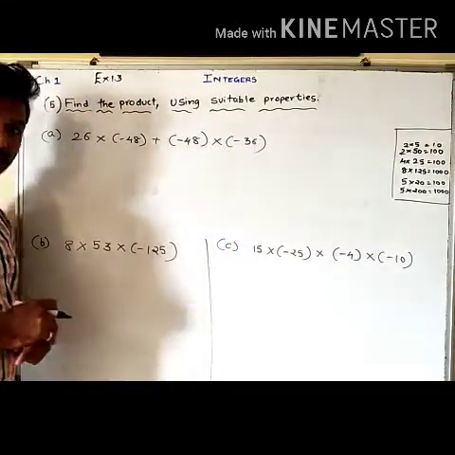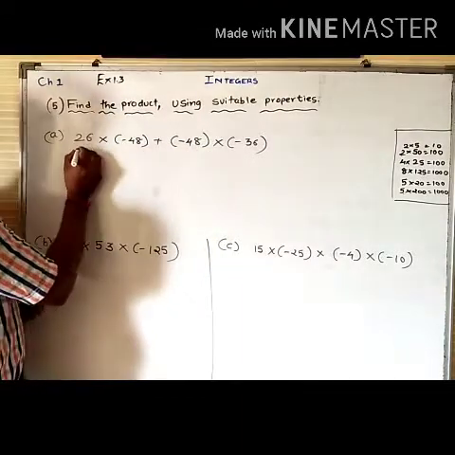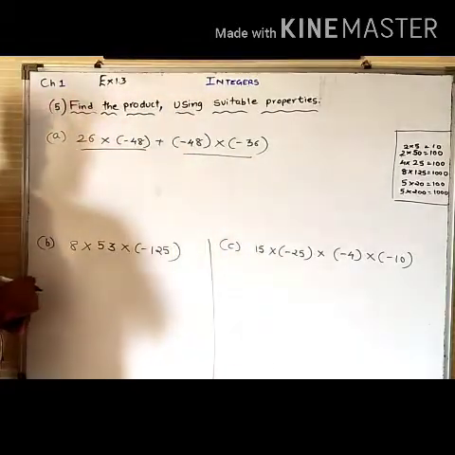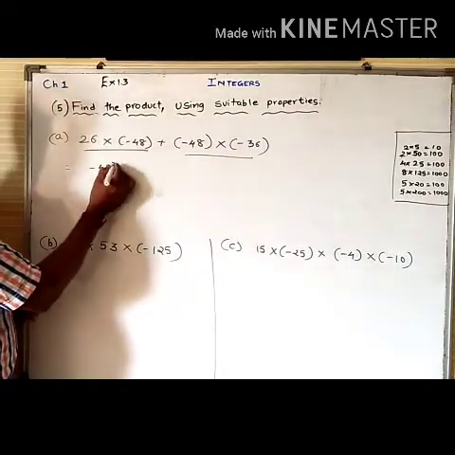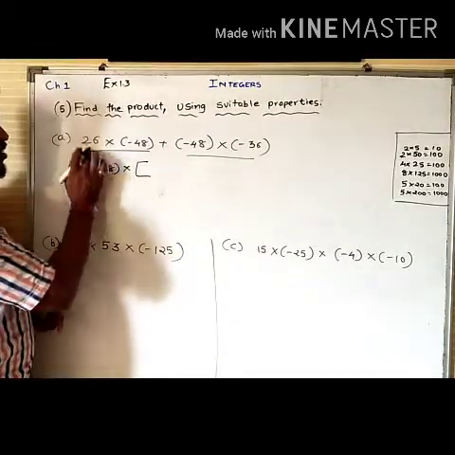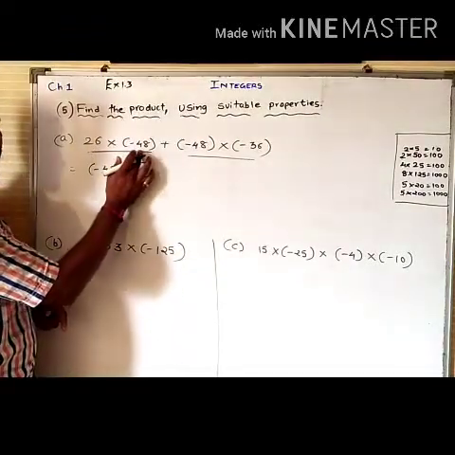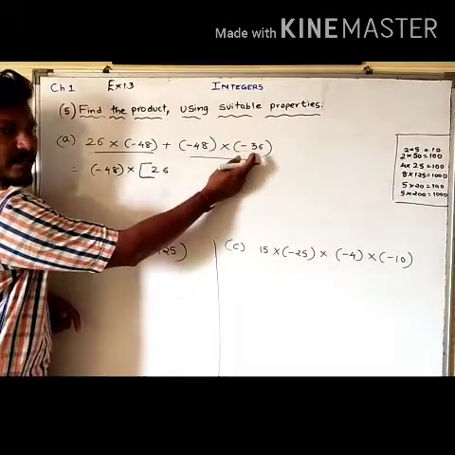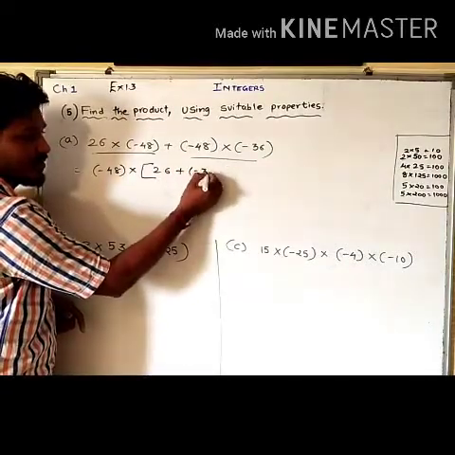negative 36. Here I found negative 48 is repeated twice. What I will do, I will try to make a pair of the first two integers and a pair of the last two integers. I will take negative 48 as common, and whatever uncommon value, I will write inside the bracket. Here 26 multiplied by negative 48, so this 26 will go inside the bracket. Here negative 48 multiplied by negative 36, plus sign negative 36.